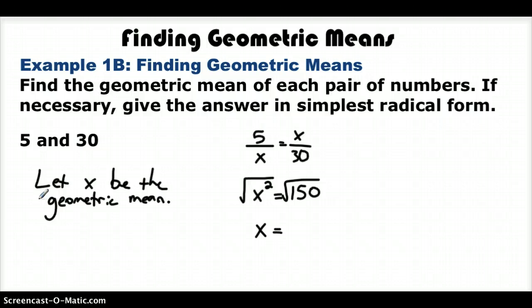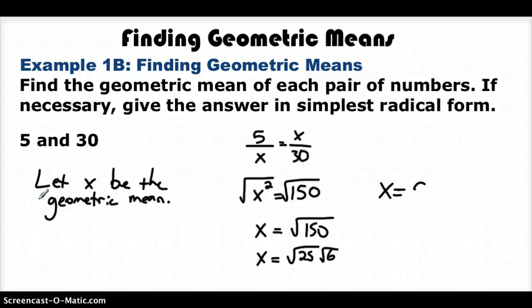so now I'm going to get x equals. Now in this case we're only going to take into account the positive numbers, so for now I'm going to call this radical 150. Okay, I know that 150 has a perfect square factor of 25, so I'm going to call this now x equals radical 25 times 6, and I know that 25 times 6 is 150. And I'm just going to simplify this now. So I know that my geometric mean in this particular case is going to be 5 radical 6.